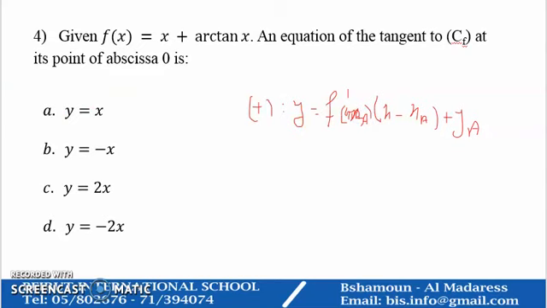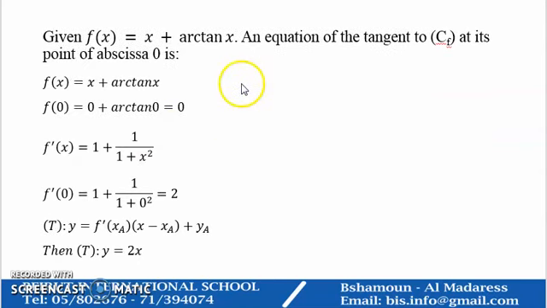So now the answer is, we have here 4 proposed answers, but the answer in fact is here. Since f of x equals x plus arctangent of x, I need to determine first of all f of 0, which is 0 plus arctangent of 0, which gives us 0. Then the coordinates of the point A, the required point, are 0 and 0.